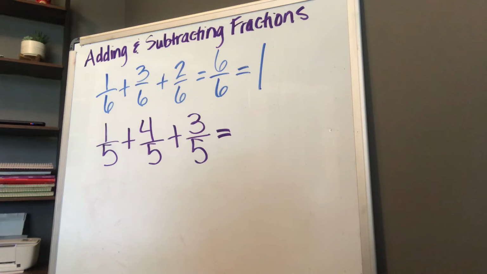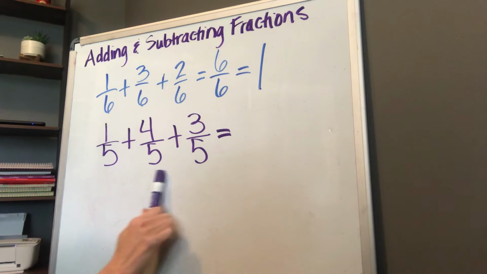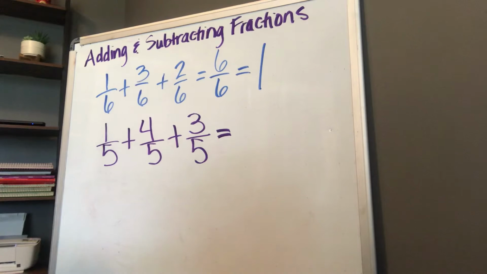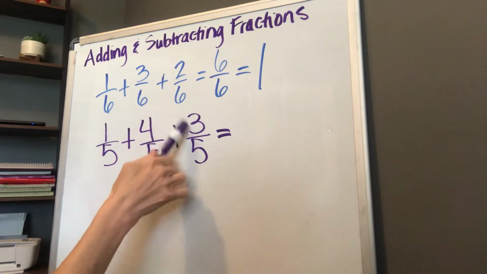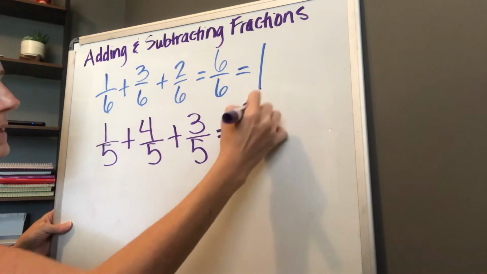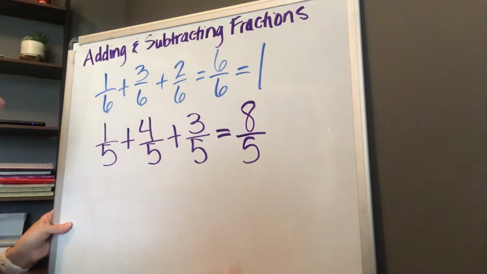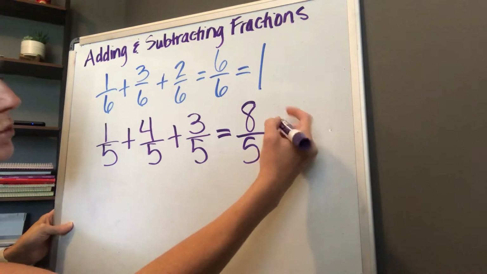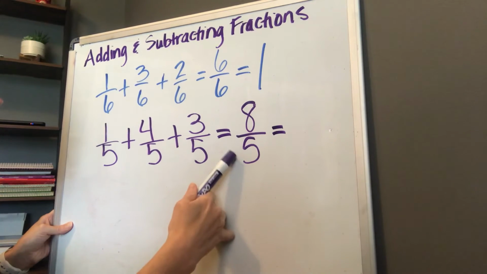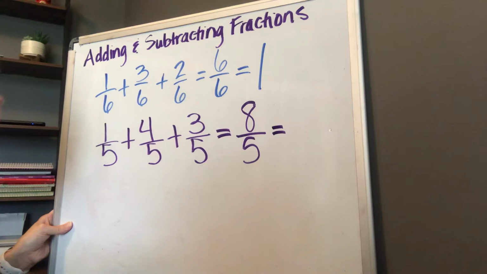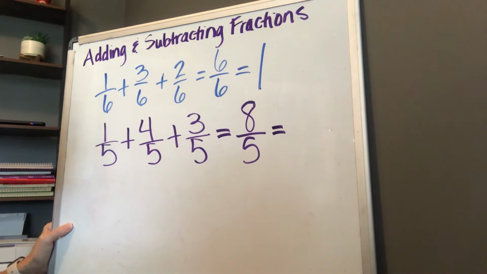All right, let's check this number sentence. Since the denominators are all the same, all you have to do is add the numerators. So we have 1 plus 4 is 5, plus 3 more is 8. So our answer is 8/5, and that's an improper fraction. So we need to change this to a mixed number. We need to ask ourselves, how many times does 5 go into 8? Or how many groups of 5 can you get out of 8?